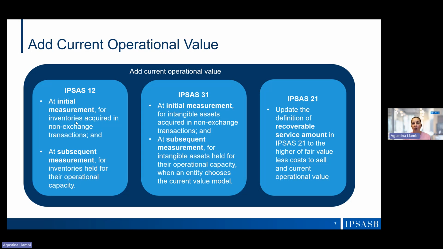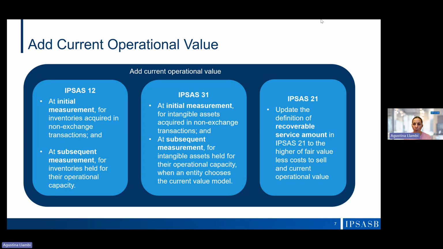In my personal view, I think this brings simplicity to IPSAS 21, because under IPSAS 21 today, we have the higher of fair value less cost to sell and value in use. And then value in use has several measurement techniques that the entity needs to determine which one it is going to use to follow this definition of what is the recoverable service amount of my asset. So I think this is important.